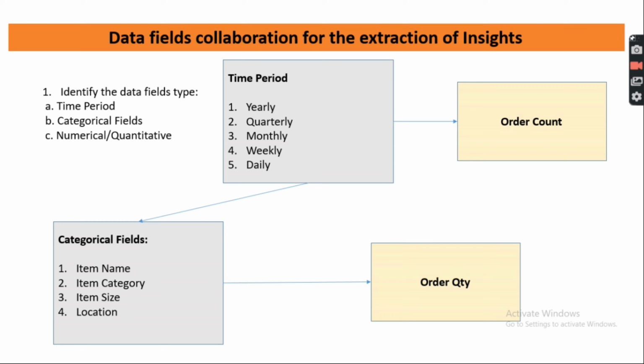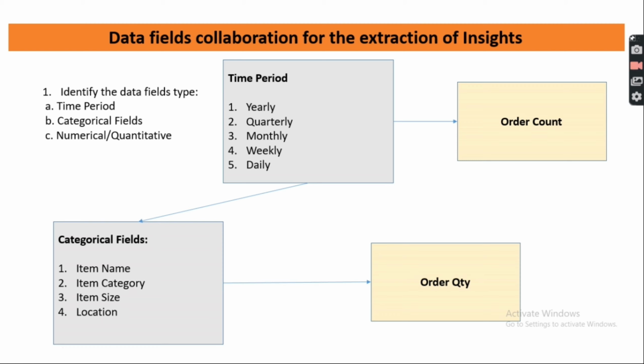For instance, you are having a data set of the orders of a specific product along with a timestamp. So in that case you are having a time period, a categorical column, and a numerical or quantitative column. After diagnosing this information, you can collaborate the time period with the numerical, and you can also collaborate the categorical column with the numerical as well.